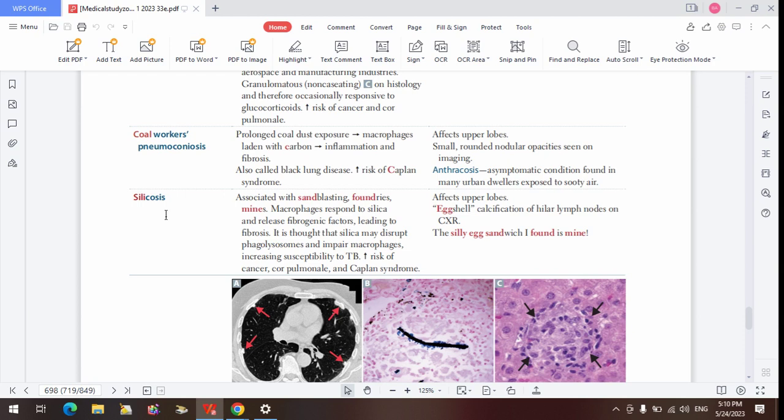Phagolysosomal fusion and digestion is important for controlling tuberculosis. That is why people with silicosis have a higher chance of developing tuberculosis, about 4 or 5 times that of someone that has no exposure to silica, or someone that doesn't have silicosis.